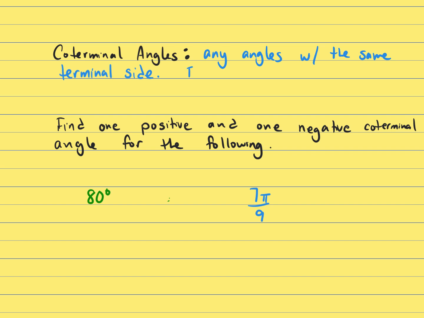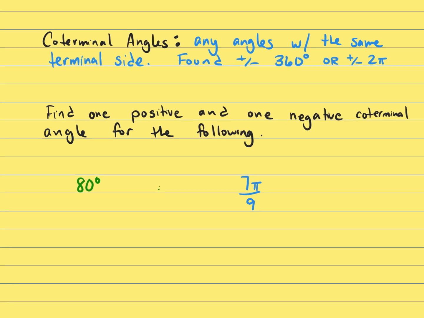Remember, we find these by simply adding or subtracting 360 degrees, or adding and subtracting 2 pi, depending on if we're talking radians or degrees. So if you graph them, they should be in the same spot, and you can check it once you use this rule.